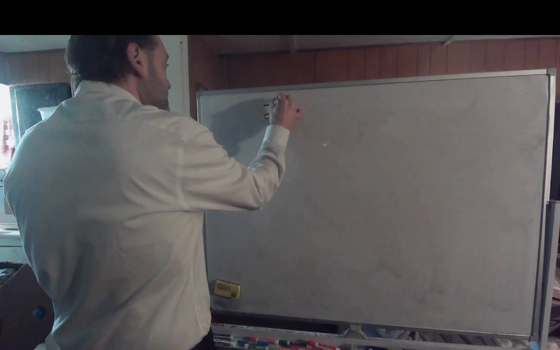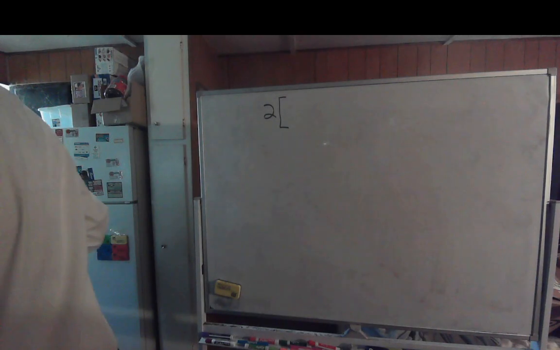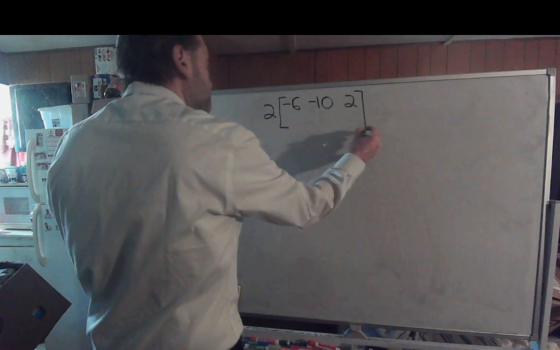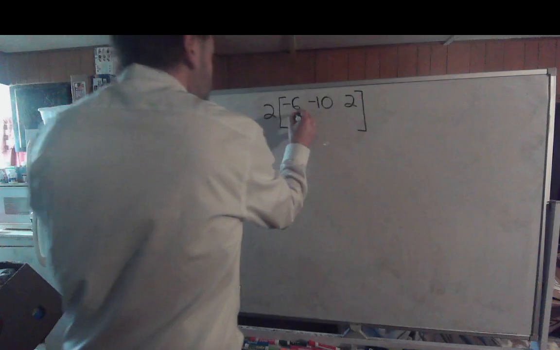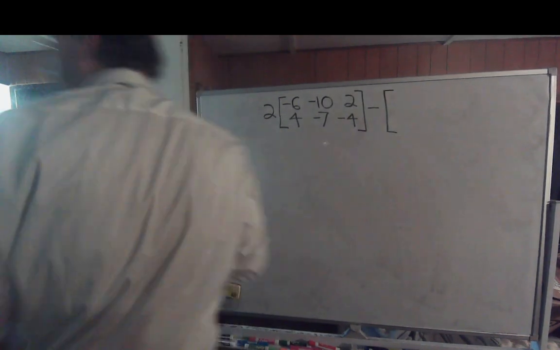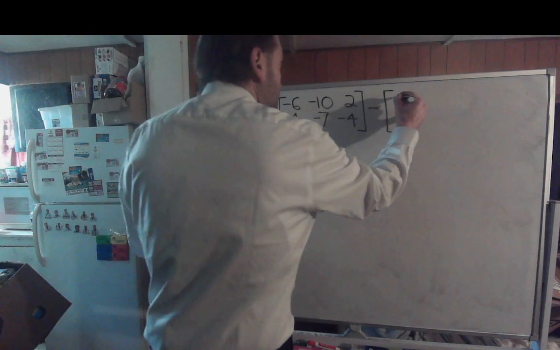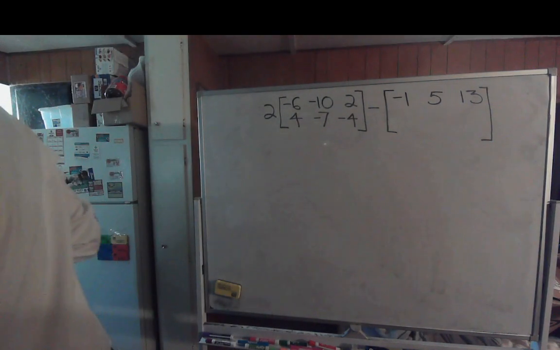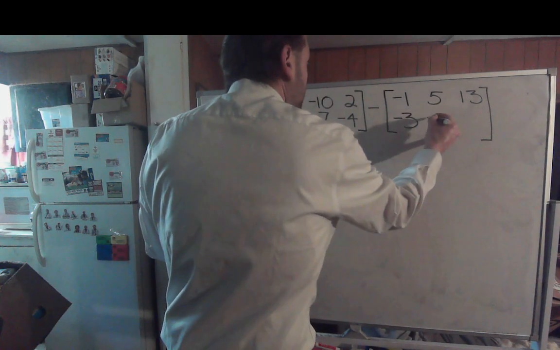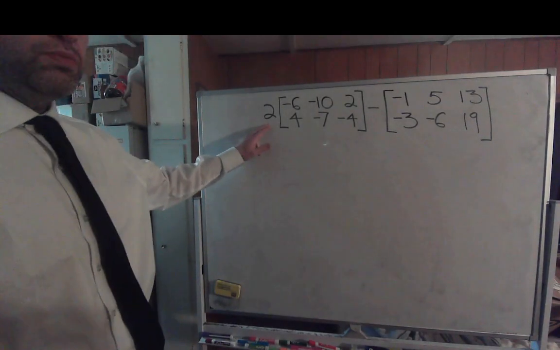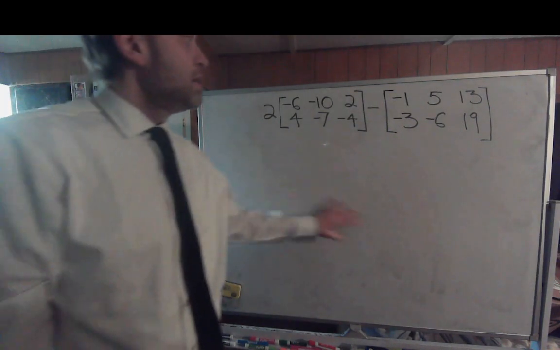Oh, good one. 2 times the matrix negative 6, negative 10, and 2, 4, negative 7, and negative 4 minus negative 1, 5, 13, negative 3, negative 6, and 19. So here's your two matrices. You're taking the scalar multiple of 2 times your first matrix minus the second matrix.